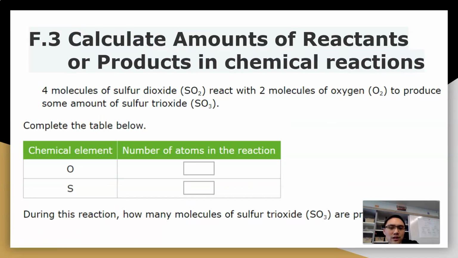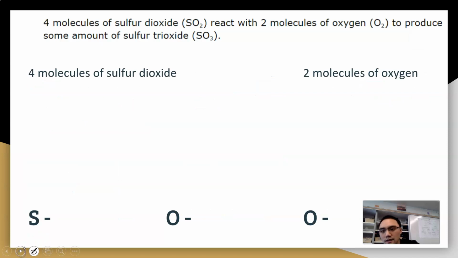This one will be a bit trickier, which is the reason why I want to go over this with you guys. So 4 molecules of sulfur dioxide with 2 molecules of oxygen gas, and we'll go over why this is a little bit tricky in just a second. Okay. So we go to the next slide here.